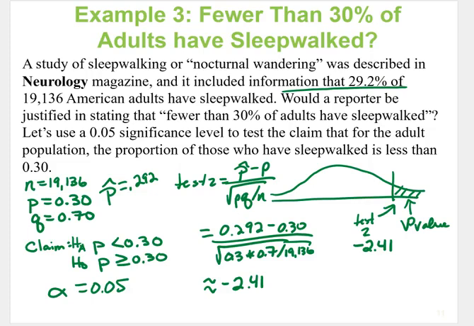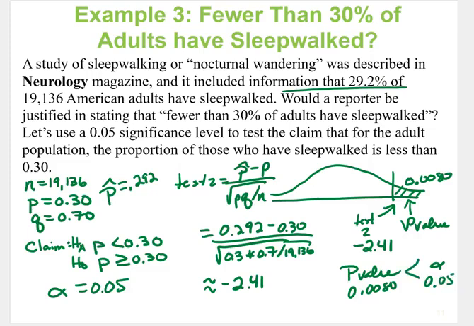All right, so if I go to my z chart and I look up an area, the z-score of negative 2.41, let me get my chart out. That gives me an area. So this area, my p-value, is 0.0080. How does that compare to my alpha, which is 0.05?